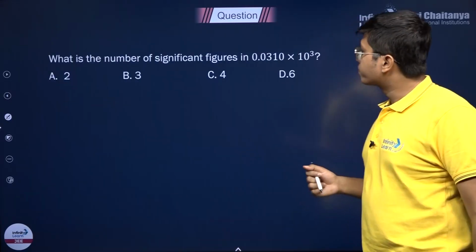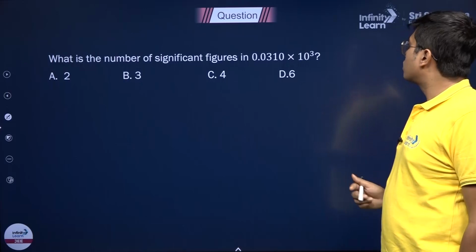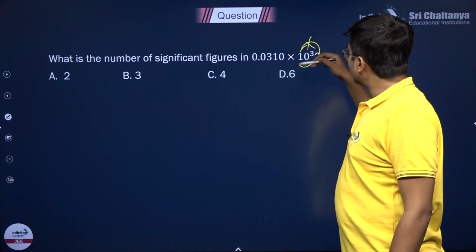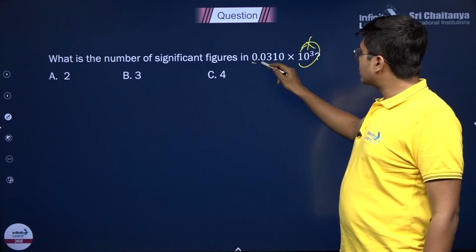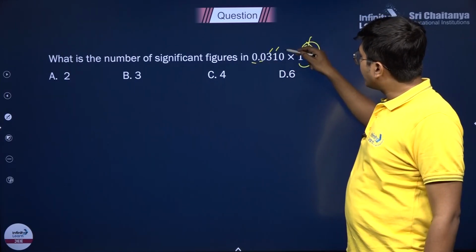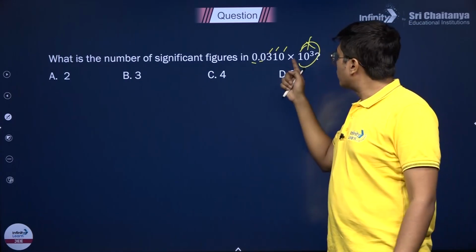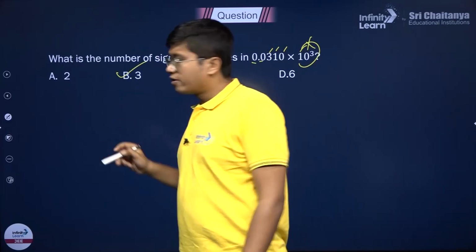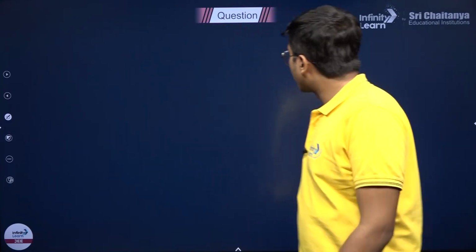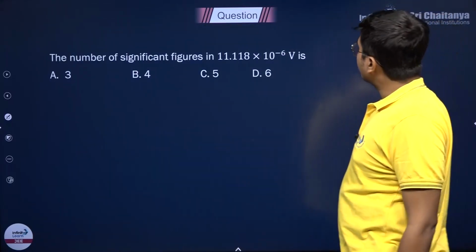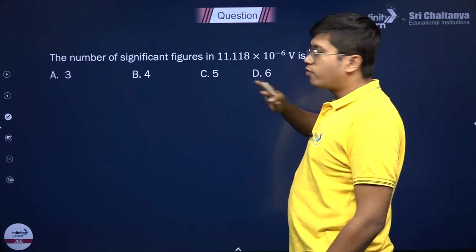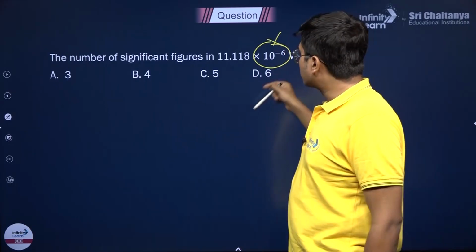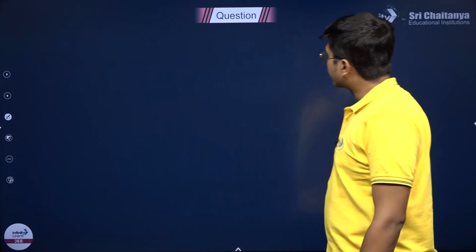Let's look at a few more. What is the number of significant figures in 0.0310 into 10 to the power 3? This plays no role. These 2 zeros are not significant, but this 3, 1, and even this last 0 is significant. Why? Because this is the trailing 0 of a decimal number. So there are 3 significant figures in this. This says number of significant figures in this. So right off the bat, you can count off all non-zero digits. So 1, 2, 3, 4, 5. Again, this plays no role. So that is 5 significant figures.